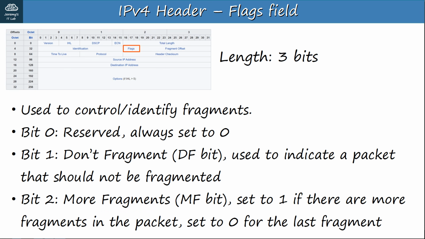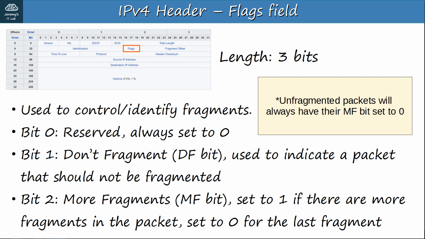Bit 2 is the more fragments, or MF bit. It is set to 1 if there are more fragments in the packet, and then set to 0 for the last fragment. Also, if the packet is a whole, unfragmented packet, the MF bit is set to 0, since there are no fragments.